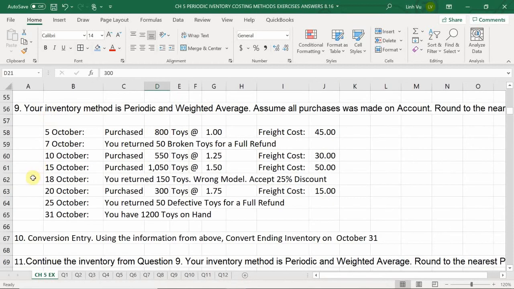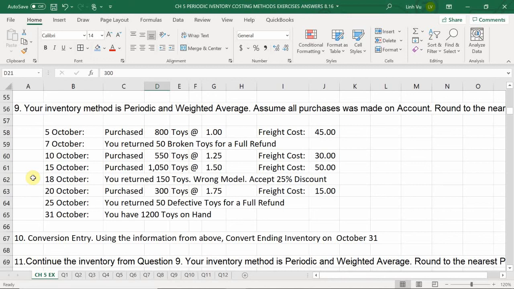All right. Then October 18, we end up returning 150 toys because they were the wrong model. Because they sent us the wrong model, the vendor convinced us to keep the items, but this time they're going to discount us 25%, because it's not the color that's wrong, it's a completely different model. So they're going to give us a 25% discount off of these. However, it could be a limited edition item that you could sell at your store, right? You could make use of it. So 150 of those toys were the wrong model and you're willing to accept a 25% discount.